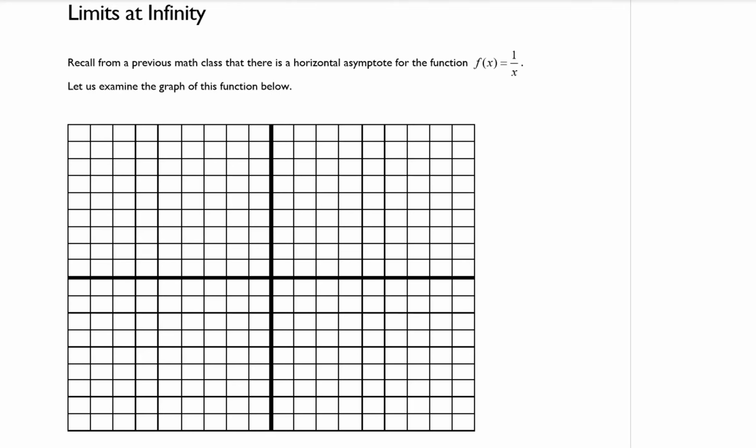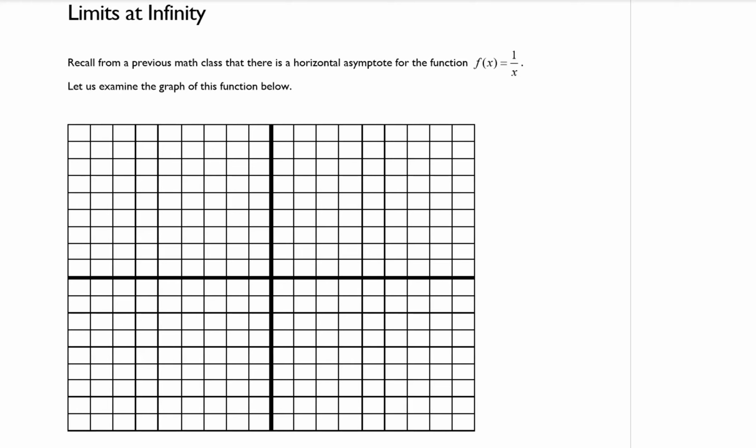Today we're going to be talking about limits at infinity. Let's jump into this example. Recall from a previous math class that there is a horizontal asymptote for the function f of x equals 1 over x. Let's examine the graph of the function below.